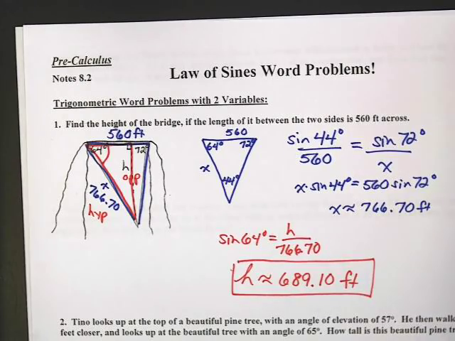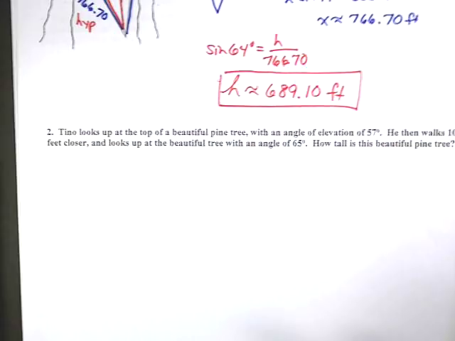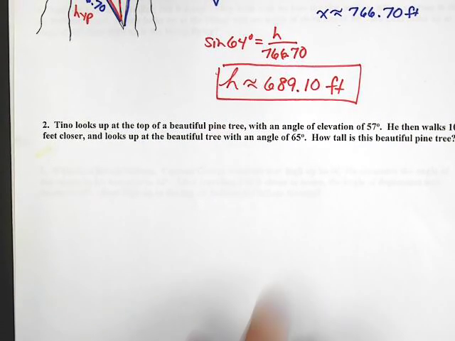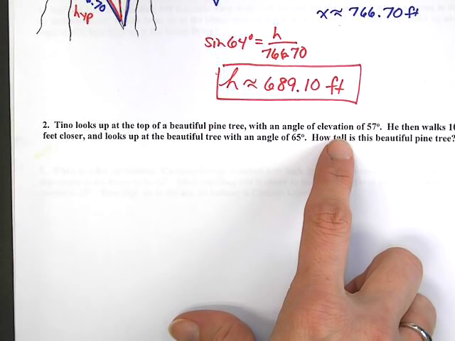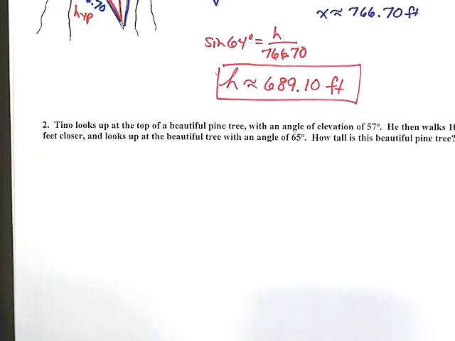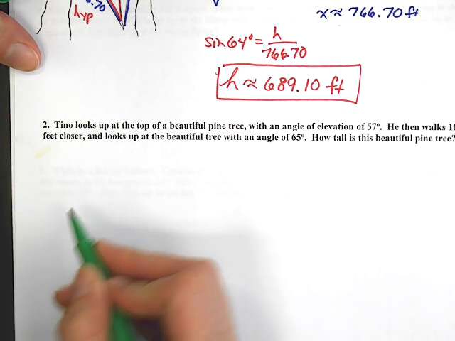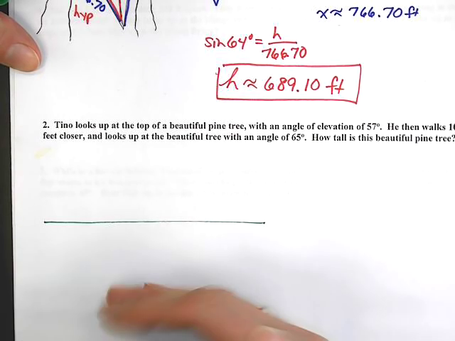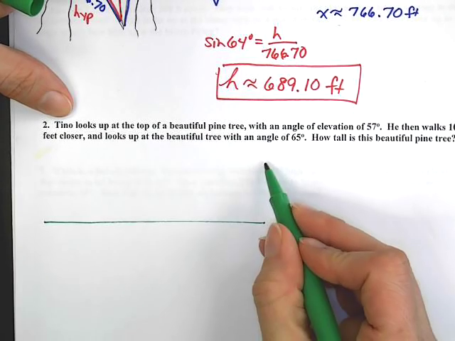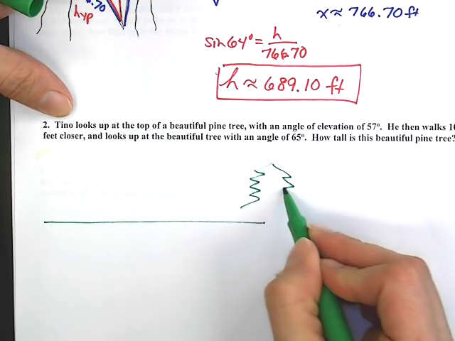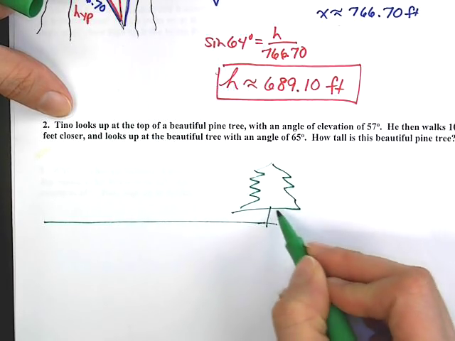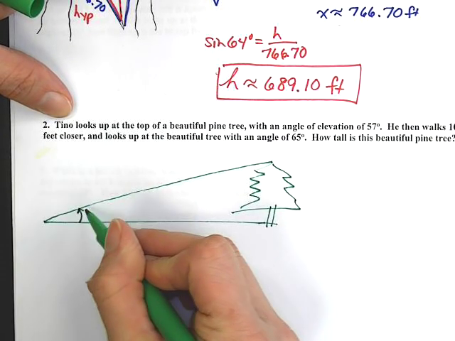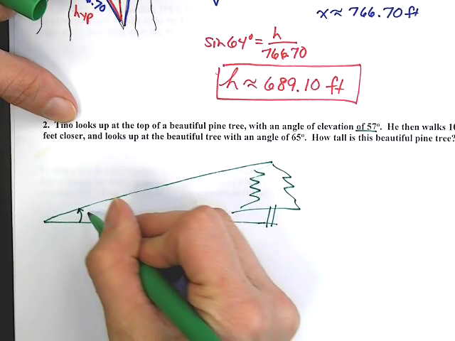Okay. All right, let's take a look at the next one. We're looking up at the top of a beautiful pine tree with an angle of elevation of 57 degrees. Okay, so the first thing you always want to do when you're doing word problems is draw the ground. Okay, you need to have a base. You need to have a bottom horizontal, and we look up at the top of a beautiful pine tree. Okay, here's my beautiful pine tree. Yep, kind of weird. And the angle of elevation from horizontal up is 57 degrees.